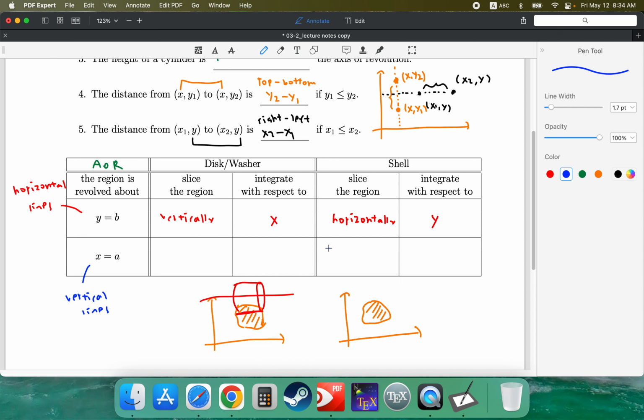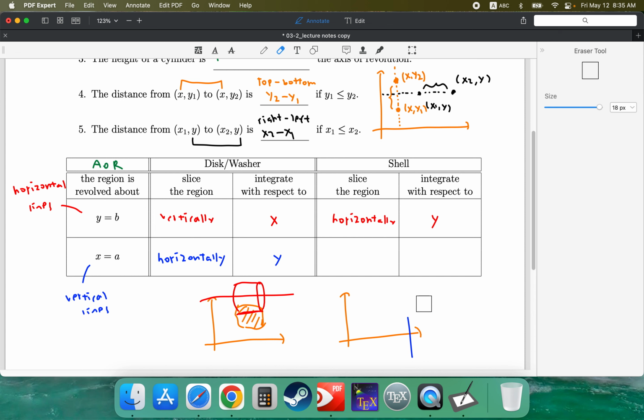Similarly right here, let's say we still have this region. If you want to rotate the region around a vertical line using the disc or the washer method, then you'll need to slice the region horizontally, because that will give you a washer in this case. We stack these slices in the y direction, so that means we need to integrate with respect to y.